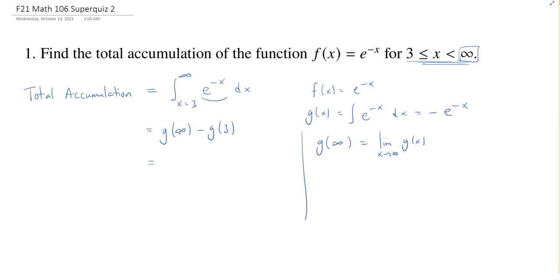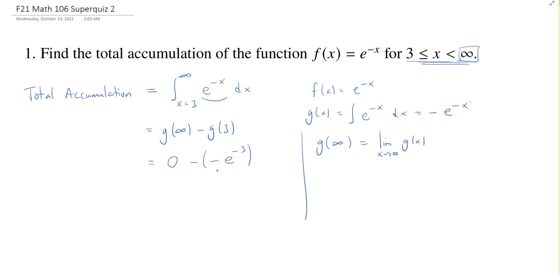Let's see. So as x goes to infinity, what happens here? Well, this is a decaying exponential function. So as x goes to infinity, this exponential goes to 0. The negative doesn't change that. So we get a 0 there minus, okay, at x equals 3, well, that we can just plug in. It becomes minus e to the negative 3.